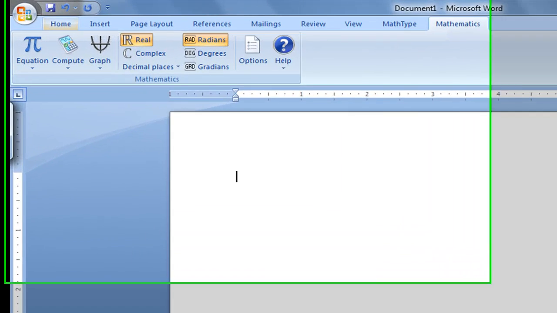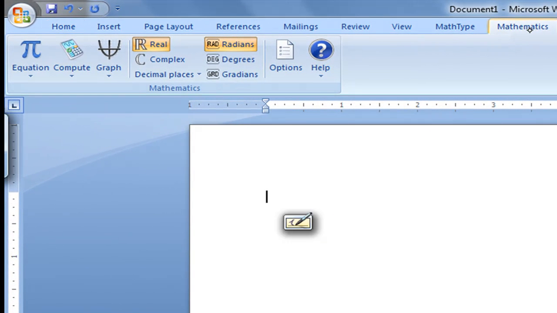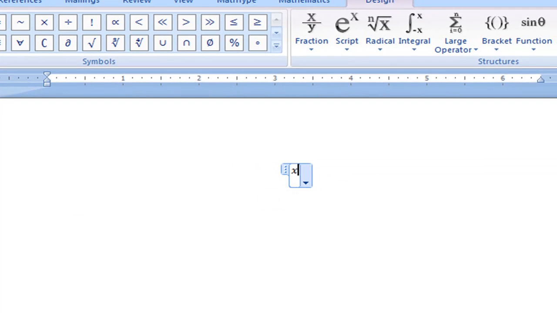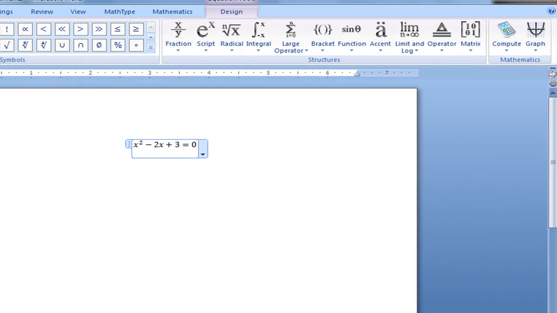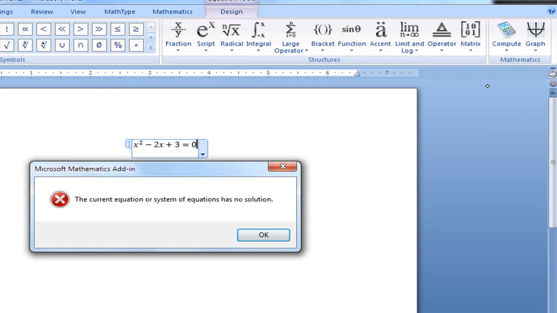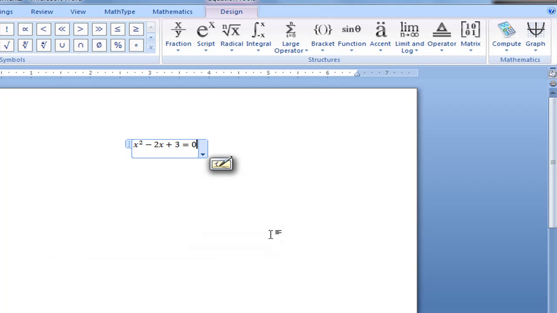So to start with, I'm going to enter the equation. I click mathematics on top, then I click equation. For example, I can type x squared minus 2x plus 3, say equal to 0. After I finish, I can click compute to solve for x. It says the current system has no solution because the root could be complex.